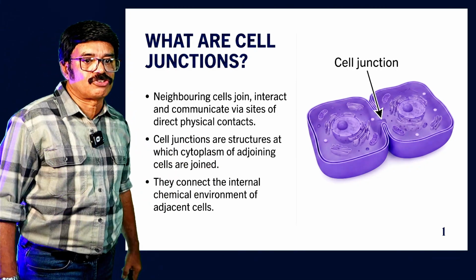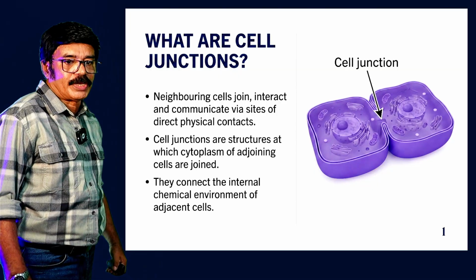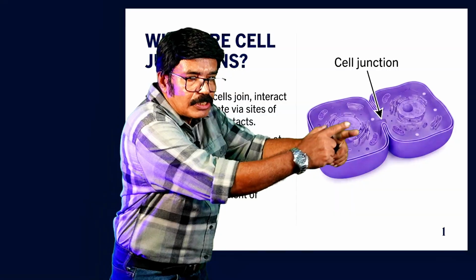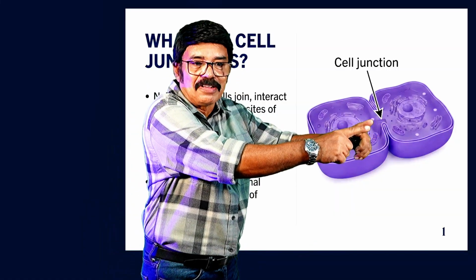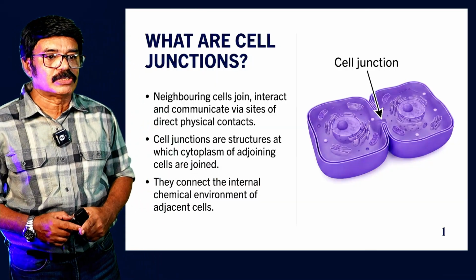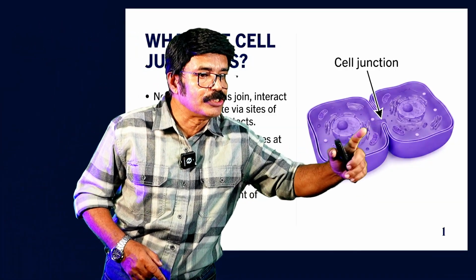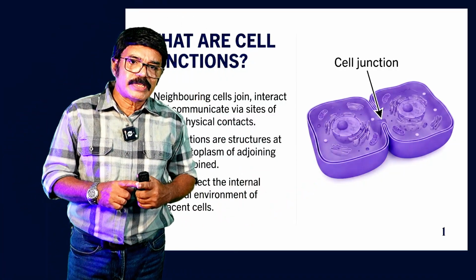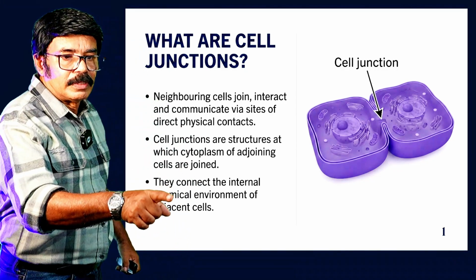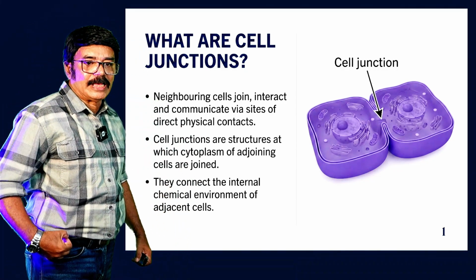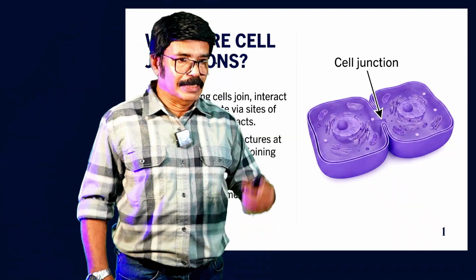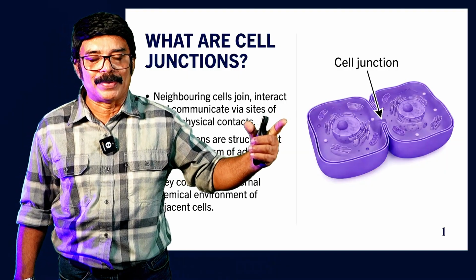Cell junctions are structures at which the cytoplasm of adjoining cells are joined. Is this a structure? Yes, this is a structure. Cell junctions are structures at which the cytoplasm of adjoining cells are joined. In some cell junctions, the cytoplasms are basically not joined, as you will see. They connect the internal chemical environment of adjacent cells. Generally that happens, but there are times in some connections that it never happens.